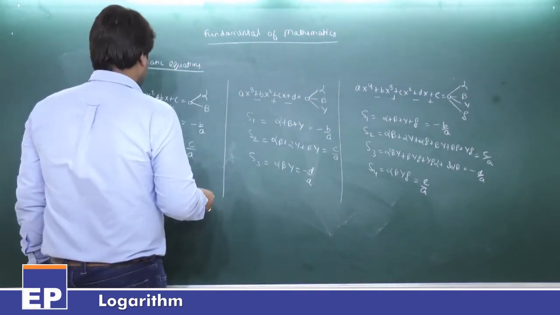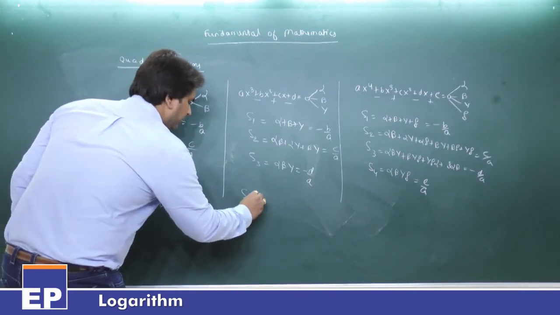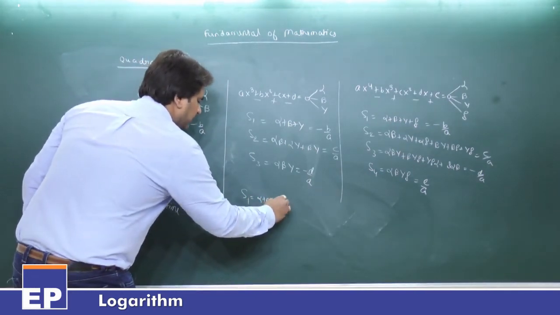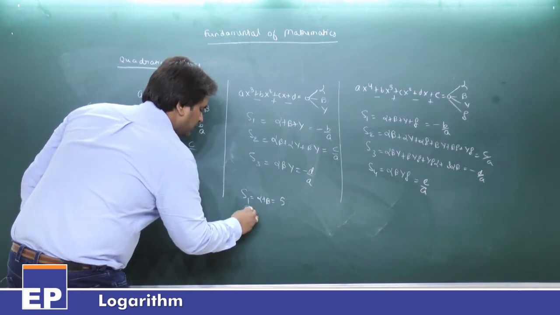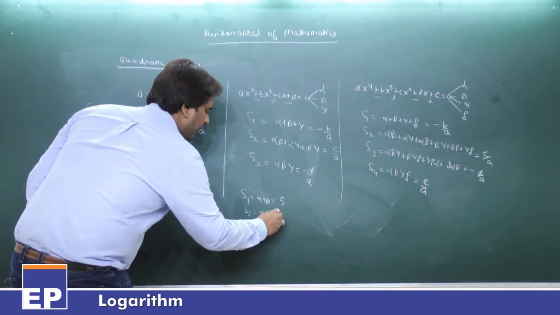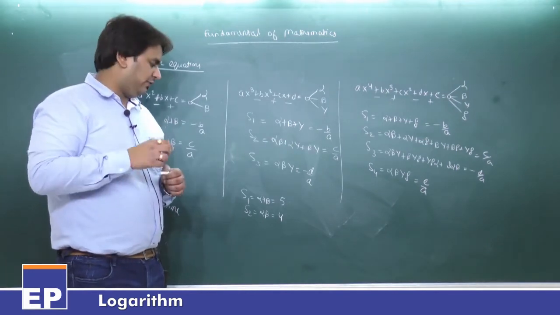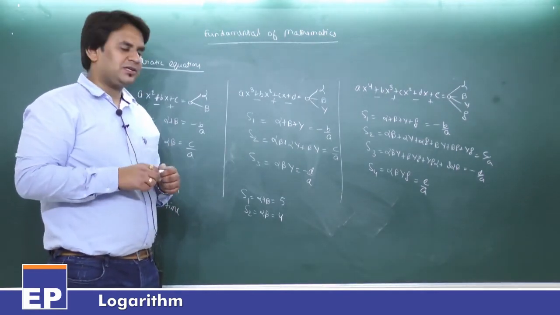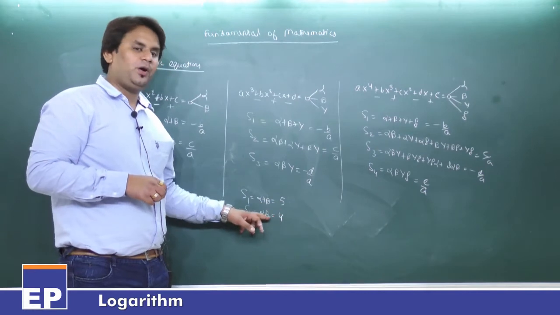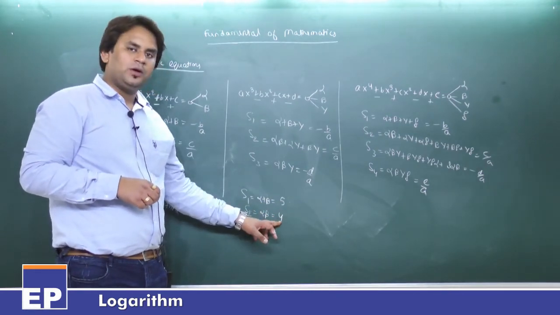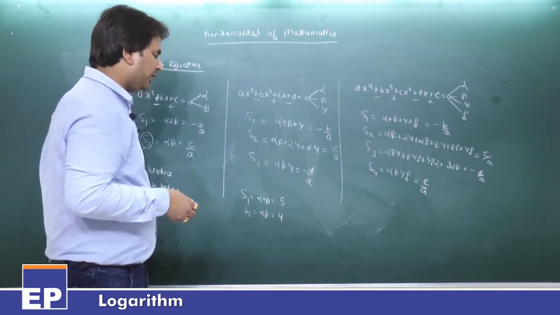In the quadratic case, S1 is given. S1 is what? Alpha plus beta. That is given, suppose 5. And what is S2? S2 is the product of the roots. It is given 4. And someone asks the question: find the quadratic equation which has sum of the roots equal to 5 and product of roots equal to 4. So what is your answer? You have to find the quadratic equation.